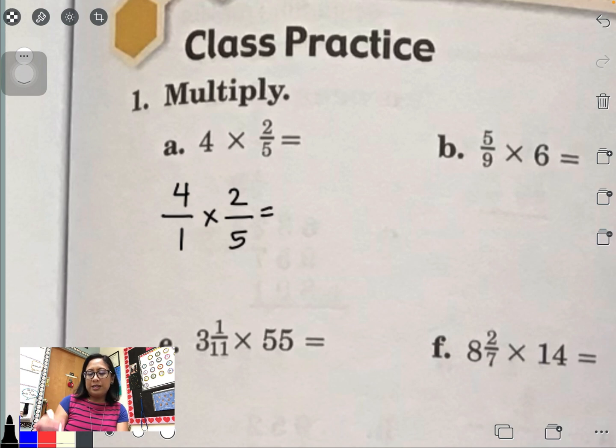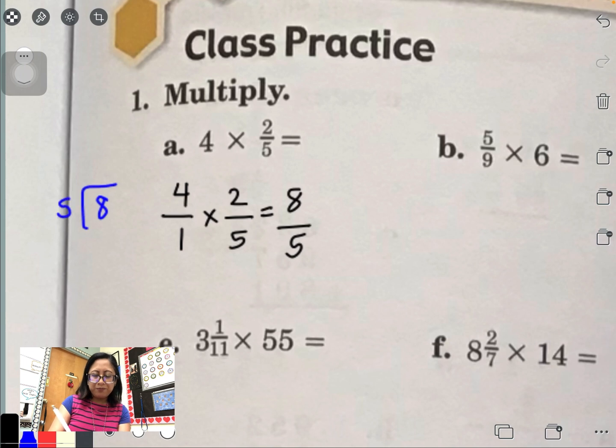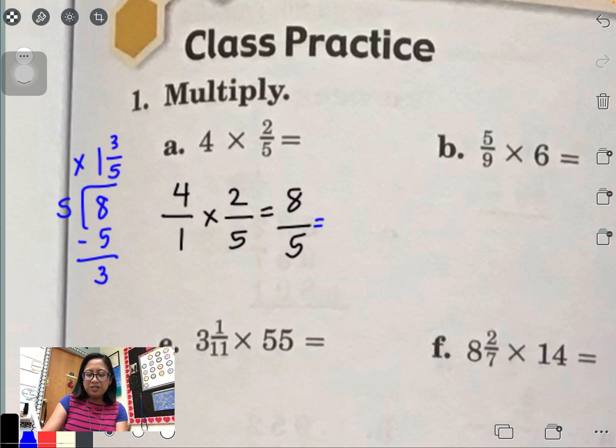4 times 2 is 8. 5 times 1 is 5. I got 8/5. Now remember, when you see something like this where the numerator is bigger than the denominator, it should make you go, ooh, we need to change that. Casita time. So on the side or on scratch paper, I'm going to do 8 divided by 5. 8 divided by 5 is 1. 1 times 5 is 5. 8 take away 5 is 3. Okay, so my answer here is really 1 3/5.